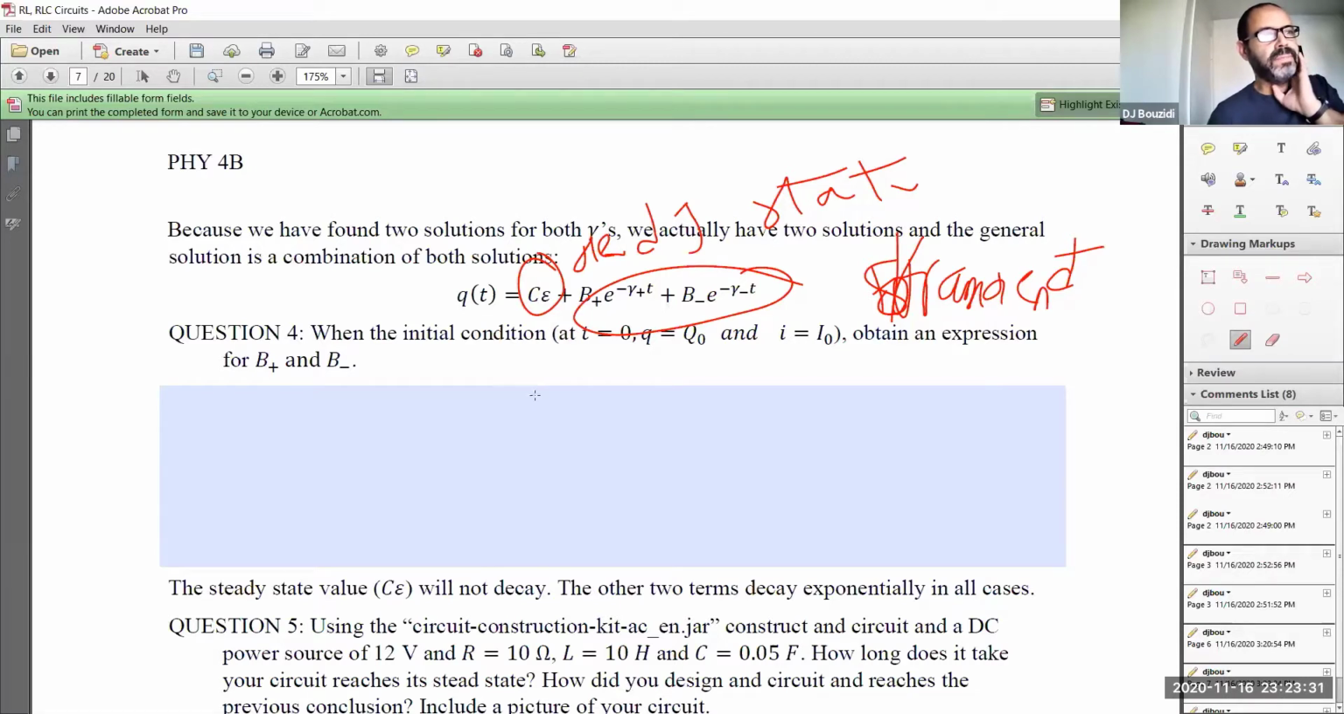Does this make sense to you guys? So you have the expression for Q. You take its derivative. Now you have the expression for I. You impose the condition at t equal to 0. Q is equal to Q naught, and I is equal to I naught. And from there, you solve for B plus and B minus in terms of Q naught and I naught. Good? Does everybody understand what's at stake in here?